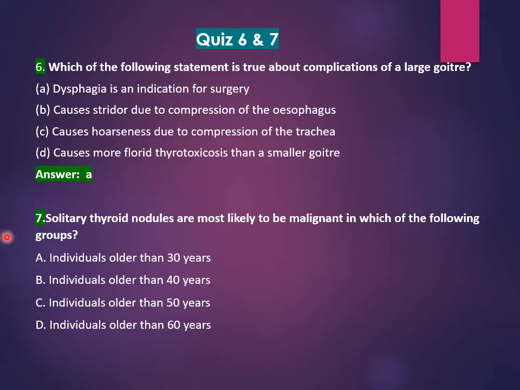Question number 7. Solitary thyroid nodules are most likely to be malignant in which of the following groups? A. Individuals older than 30 years. B. Individuals older than 40 years. C. Individuals older than 50 years. And D. Individuals older than 60 years. The answer is D. Individuals older than 60 years.